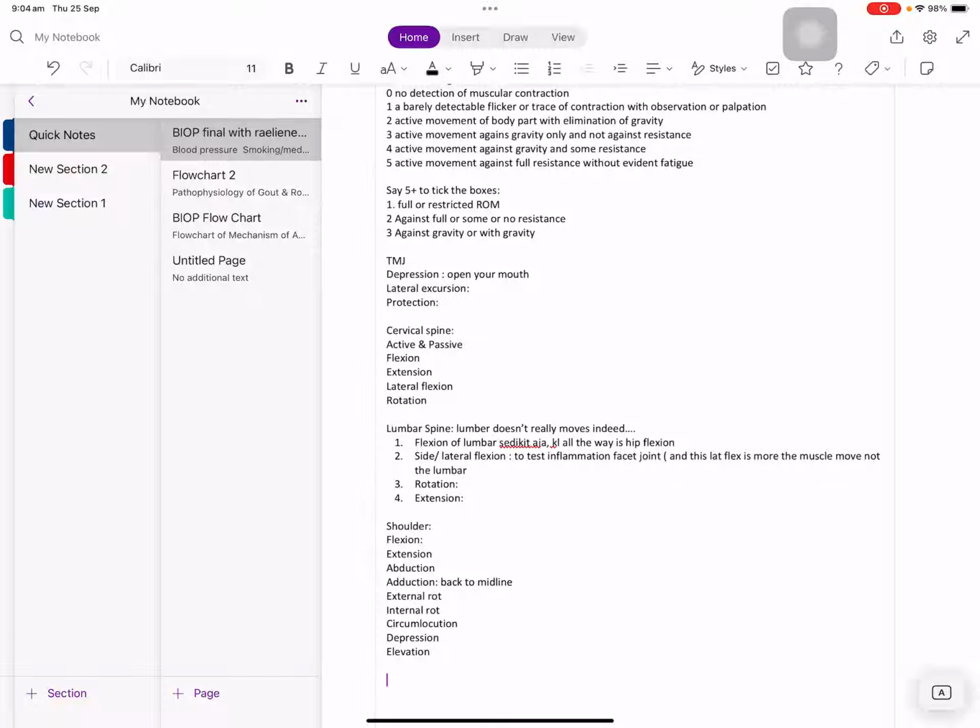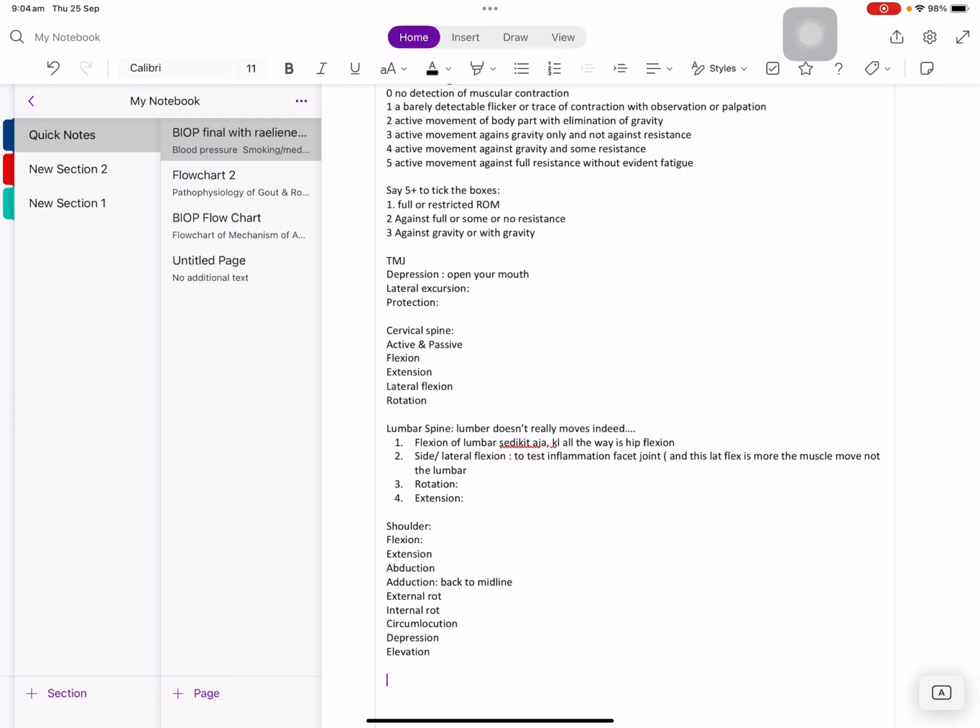What is the difference between ab and ad again? Abduction is taking away from the midline, adduction is coming back into the midline, adding to the body. Adduction. Passive adduction range of motion on this is pretty good. No, to the midline. Adduction.